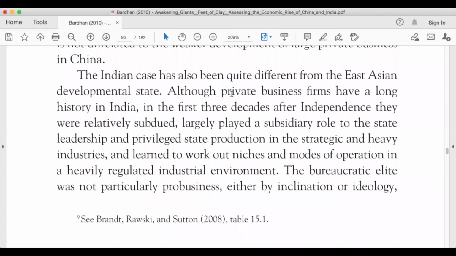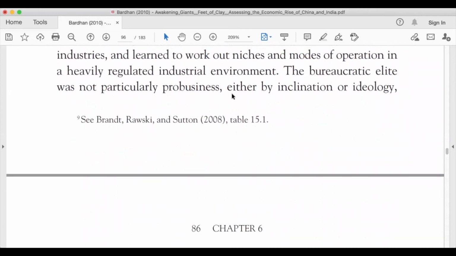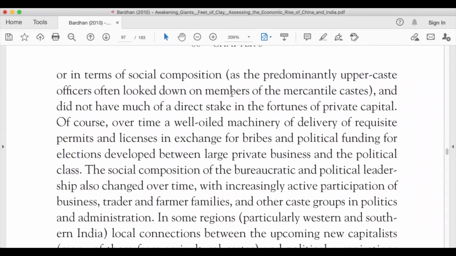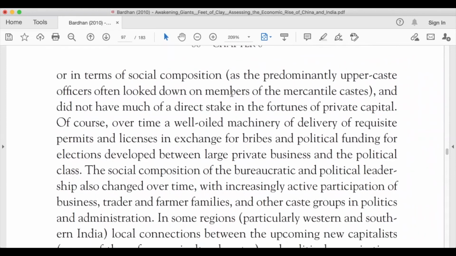The Indian case has also been quite different from the East Asian developmental state. Although private business firms have a long history in India, in the first 3 decades after independence, they were relatively subdued, largely played a subsidiary role to the state leadership and privileged state production in the strategic and heavy industries, and learned to work out niches and modes of operation in a heavily regulated industrial environment. The bureaucratic elite was not particularly pro-business, either by inclination or ideology, or in terms of social composition, as the predominantly upper caste officers, the bureaucrats, often looked down on members of the mercantile class and did not have much of a direct stake in the fortunes of private capital.